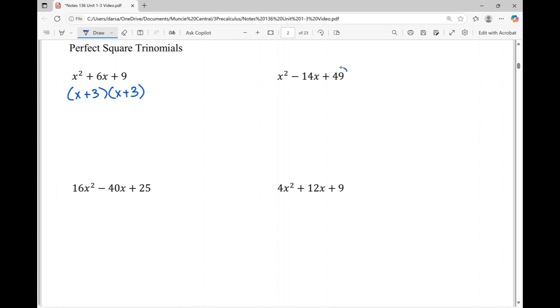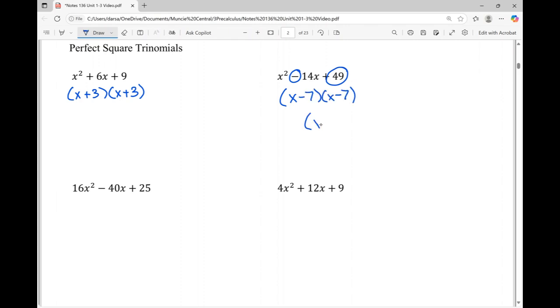Whereas over here, yes, 49 is 7 times 7. That is a perfect square. But notice we need a minus sign here. And think about it. What is 7 times 7? 49. What is 7 plus 7? 14. So this one's going to factor to x minus 7 times x minus 7.